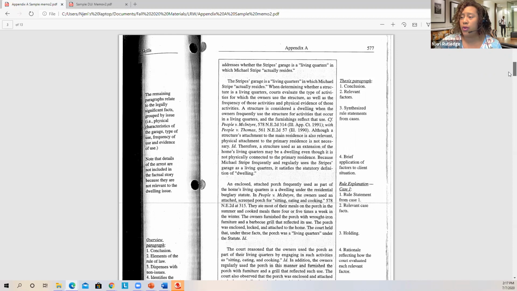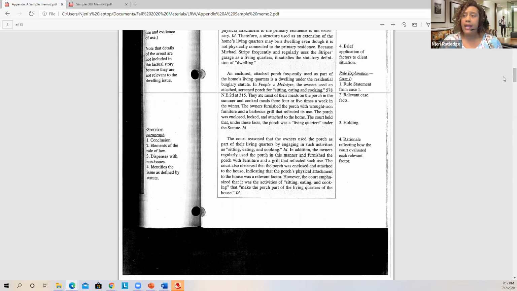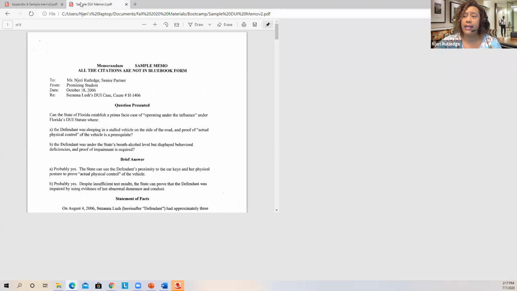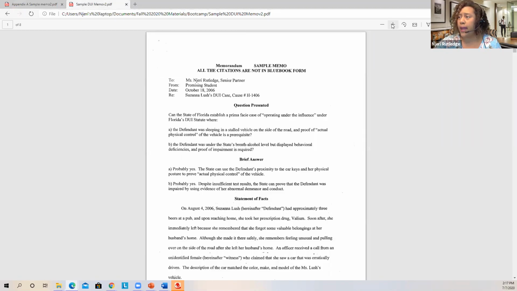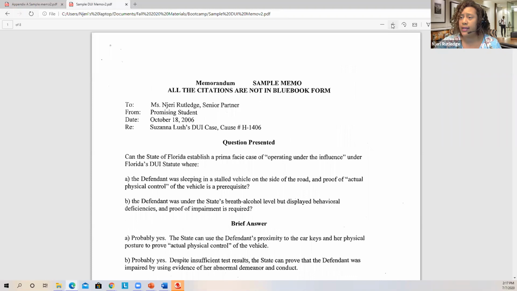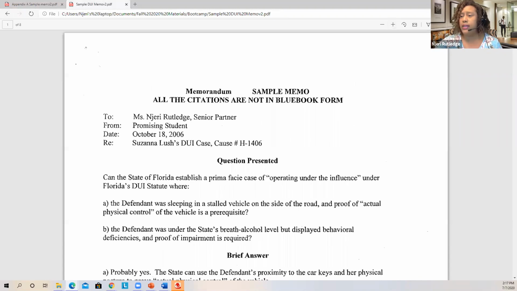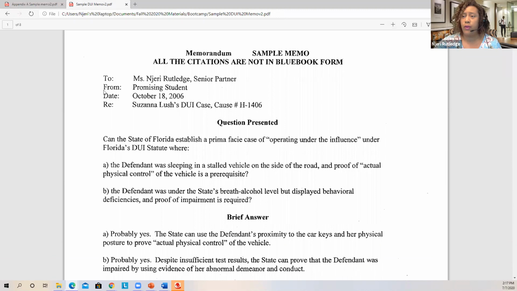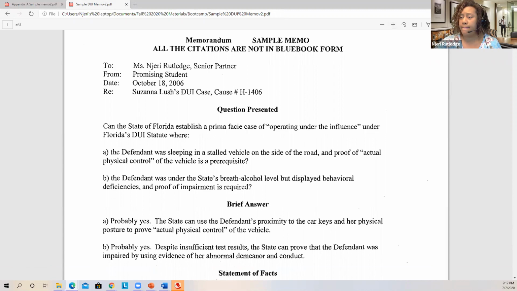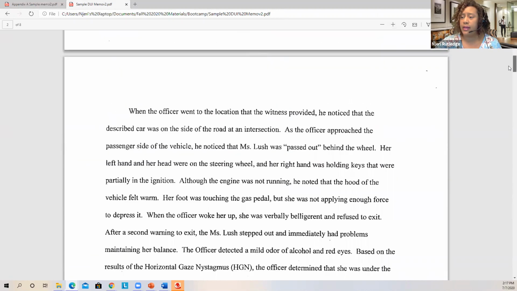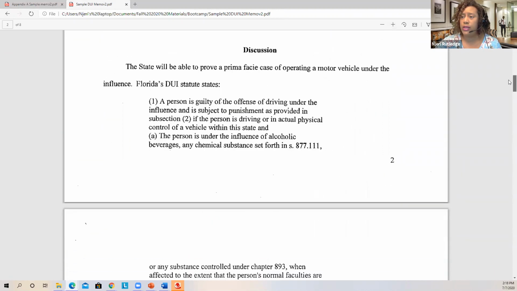As I told you before, it's followed by the rule explanation, rule application. Now, we're going to talk about the rule explanation and rule application later on in class. Right now, I really just want to make sure I highlight roadmaps to you guys. The second example is from a former student. This was their very first writing assignment. And I like to go over it because it also goes through the things that we've been through before. You've got your heading information, followed by your question presented and brief answer, statement of facts, and then you start with your discussion.